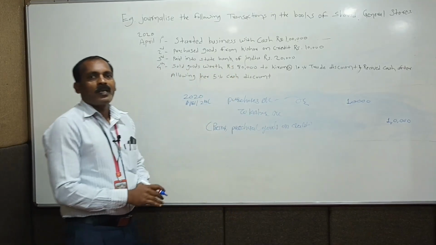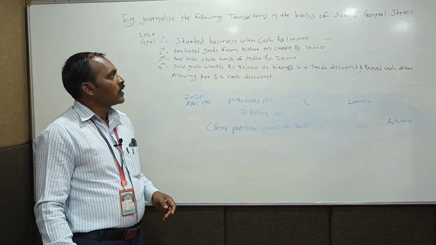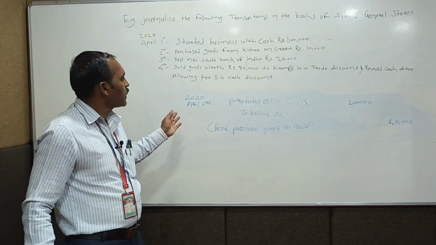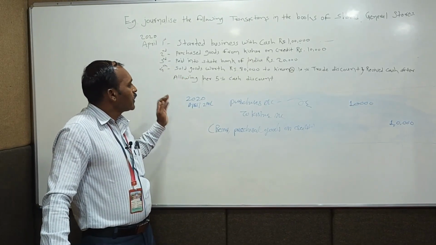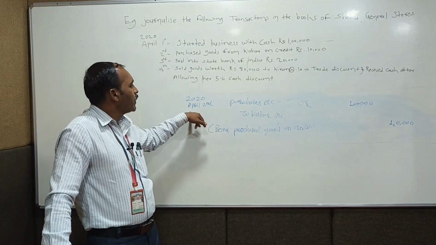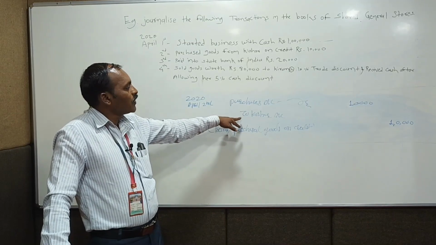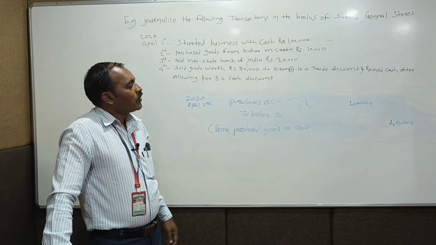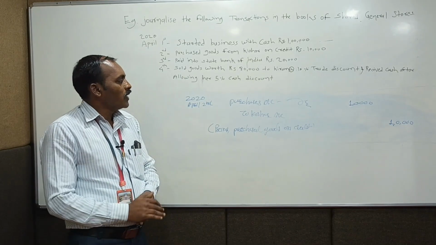This completes the process of the transaction recorded in the books of Sharad General Stores. It is the second transaction: purchased goods from Kishore on credit rupees 10,000. The transaction is recorded in the journal. First is the date column, 2020 April 2nd. Then in the particulars column, purchases account debit to Kishore account, amount 10,000, and narration: being purchased goods on credit.